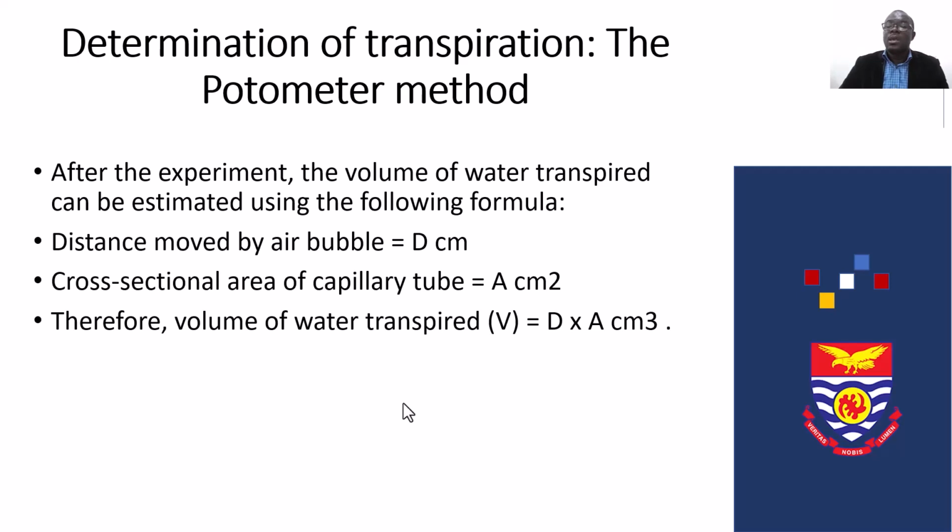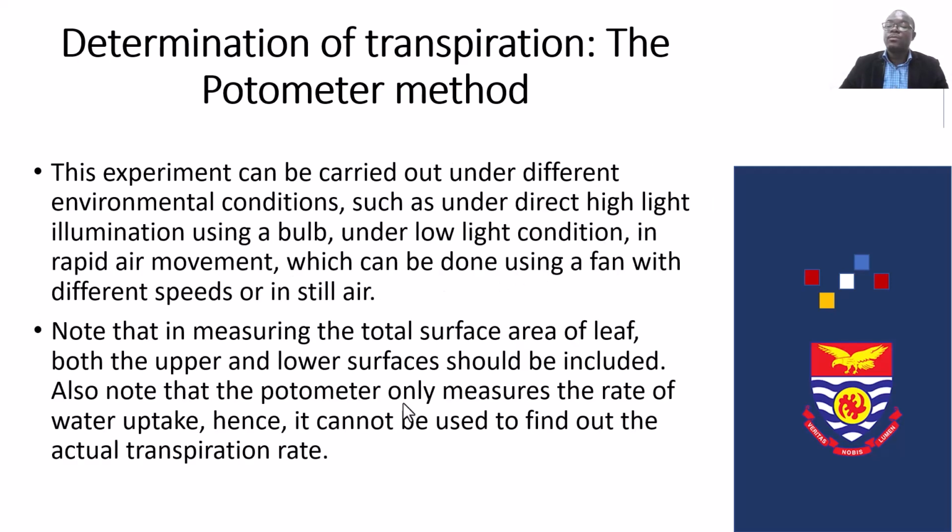After the experiment, the volume of water transpired can be estimated using the formula: distance moved by air bubble, that's D in centimeters, cross-section area of capillary tube, A in cm squared. Therefore, volume of water transpired, V equals D times A cm cubed.